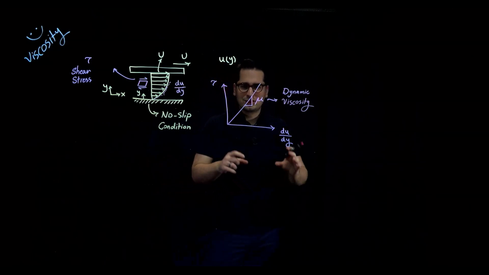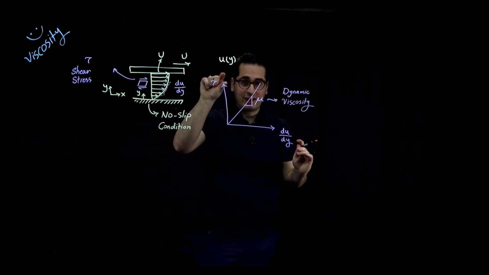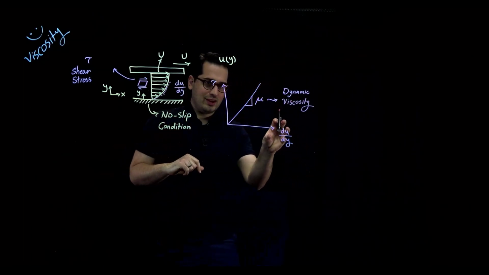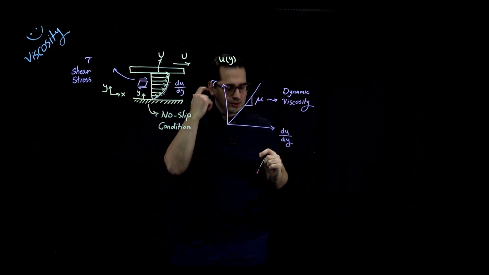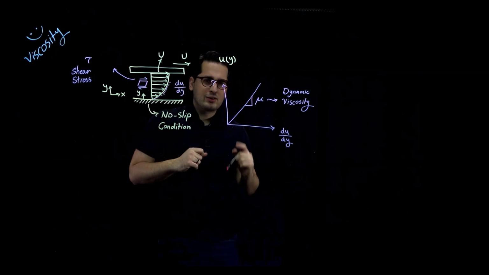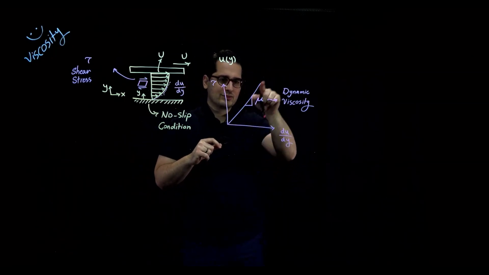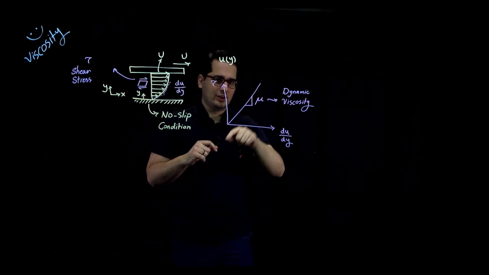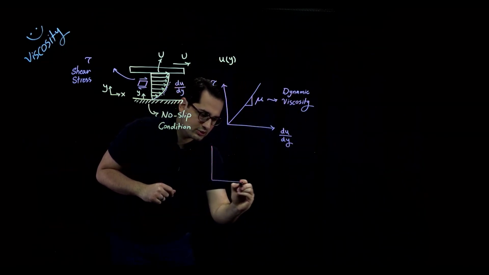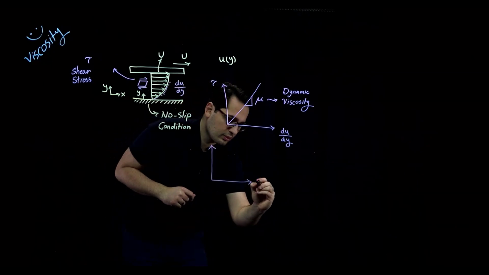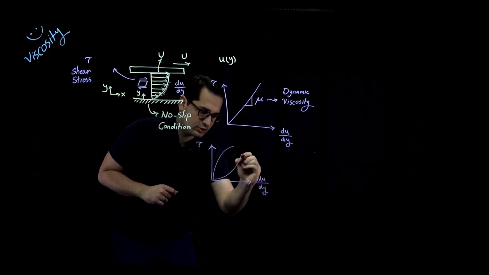And so this is really interesting. Now I have the shear stress and I have the velocity gradient. The slope of the line is going to be my dynamic viscosity. You might notice that I said for some fluids, this is a linear relationship, right? For some other fluids, it's not linear. So the relationship could be this.